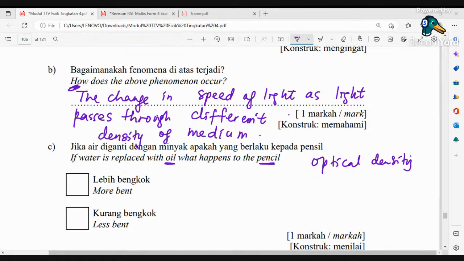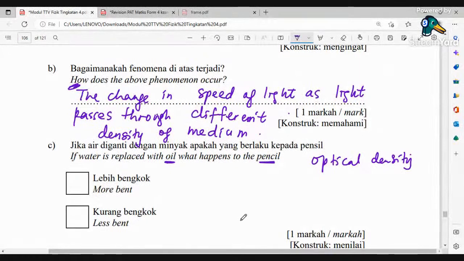Okay, saya nak make correction sikit. Okay, now for this topic we do not discuss about the arrangement of molecule, itu ialah density of liquid. This one optical density ialah, okay, macam mana light, how speed of light changes when passed through the medium.